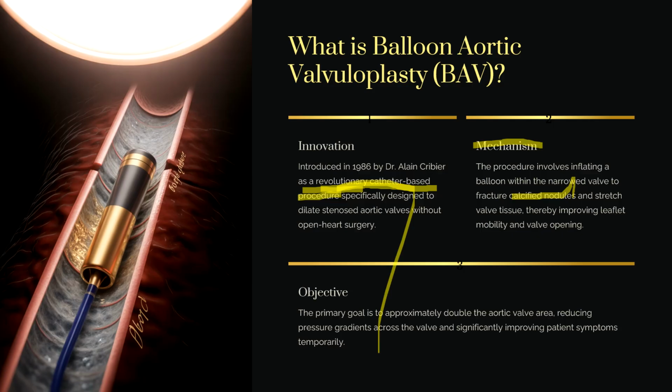Now, what is the objective of this balloon aortic valvuloplasty, BAV? The primary goal is to approximately double the aortic valve area. You can see in this picture that a particular thing is inserted into the artery and it is going smoothly, fracturing all these calcium deposits and all, and reducing the pressure gradients across the valve and significantly improving patient's symptoms temporarily.